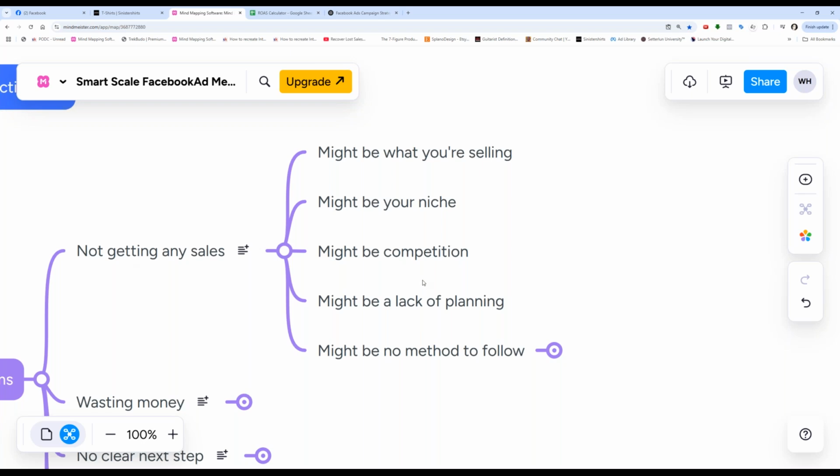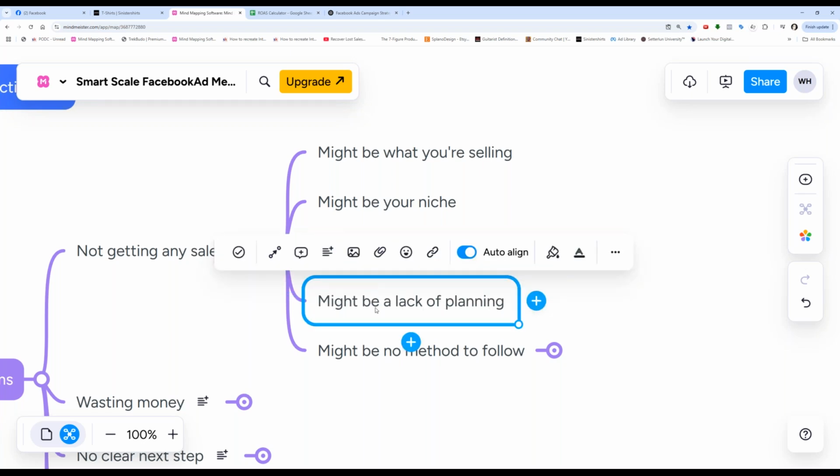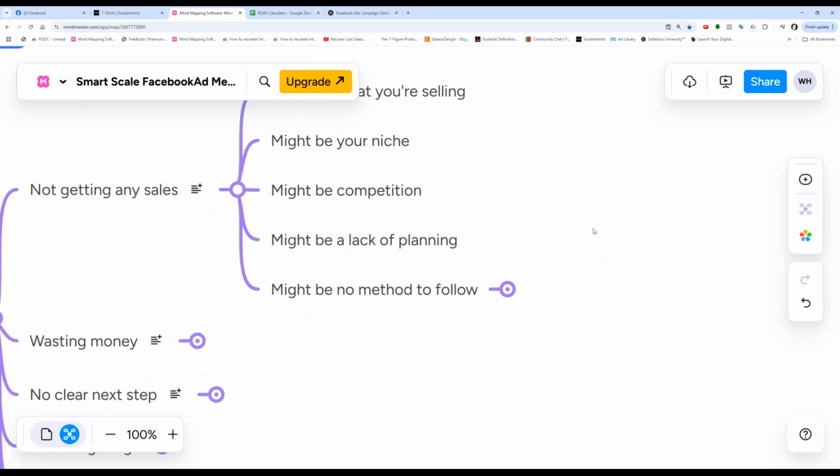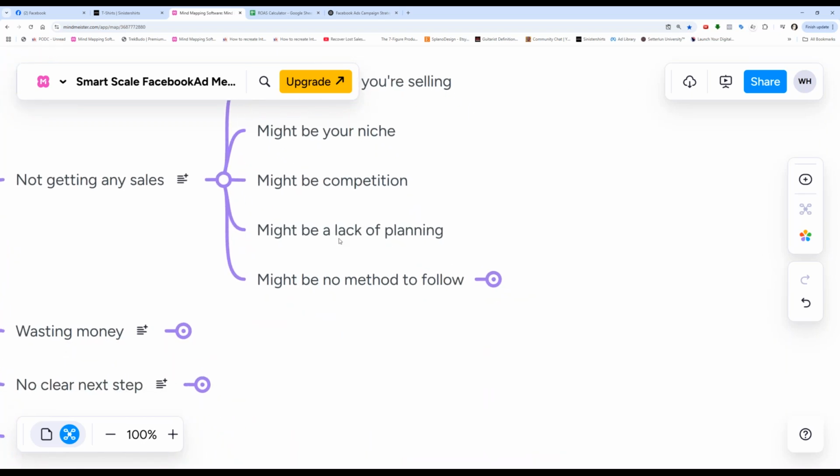Another big one of not getting any sales is this. There's usually a lack of planning. And I used to be really guilty of this. I would just wing it. Every week, I would fly by the seat of my pants and be like, all right, what am I going to do this week? Well, I don't know. I'll just play it day by day. If you don't plan anything, you're probably not going to get sales because you have no strategy, no method, no system, nothing that you're following.